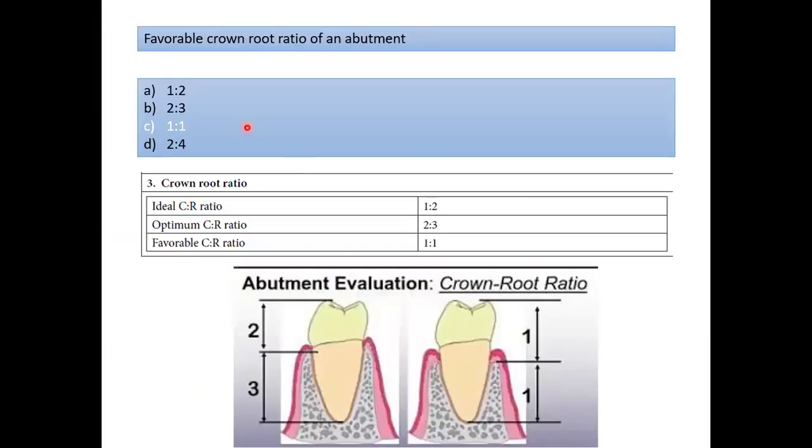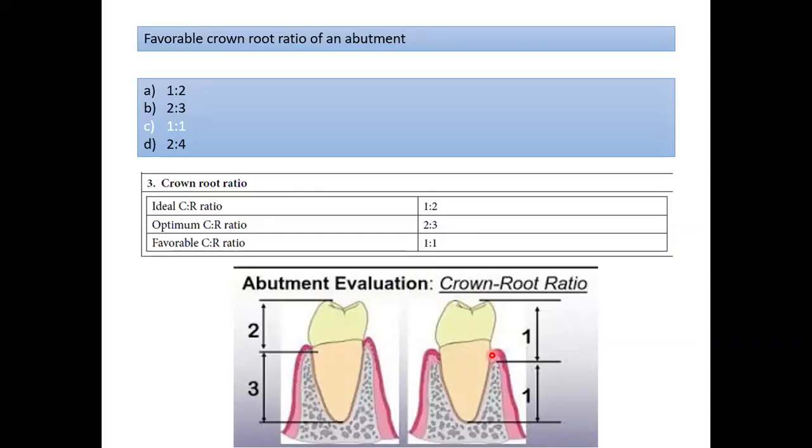So coming on to the favorable crown root ratio of an abutment tooth. You have 1 is to 2, 2 is to 3, 1 is to 1, and 2 is to 4. When you talk about crown root ratio, remember that the ideal crown root ratio should be 1 is to 2. That is, 1 is your clinical crown, and 2 is the portion found beneath or below your soft tissue. So 1 is to 2 is your ideal crown root ratio. Optimal is 2 is to 3. But a favorable one, which can favor giving your prosthesis, is a 1 is to 1 crown root ratio.